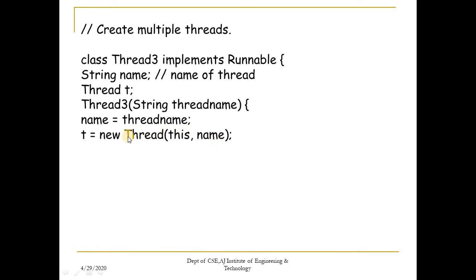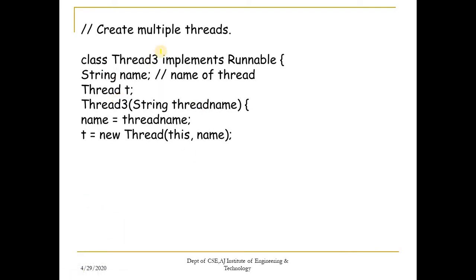So here we are creating a new child thread of the object of the thread3 class, with the name that is given in the value name, and that object reference is stored in t. Whenever you are going to implement the runnable interface, you have to remember two things.